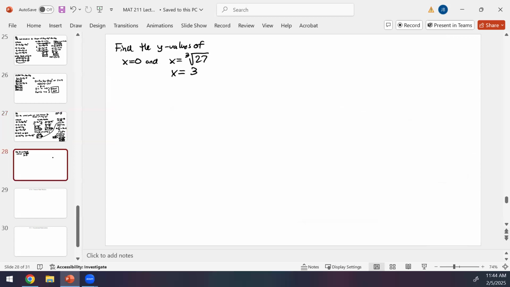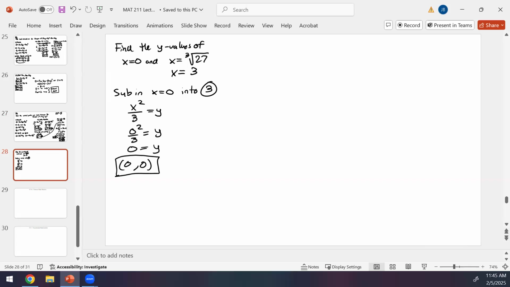So we're going to sub in x equals 0 into equation number 3 from earlier, which said x squared over 3 equals y. So 0 squared over 3 equals y. So y is equal to 0, which means I get 0, 0. That's my first ordered pair. And you know what we should have done earlier? We should have checked 0, 0 as a potential solution, and we would have gotten that for free.